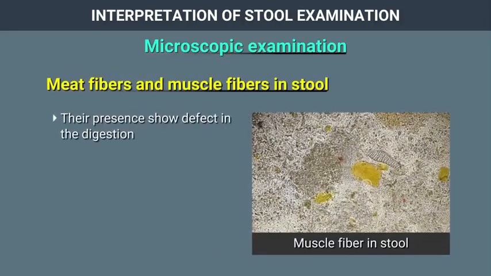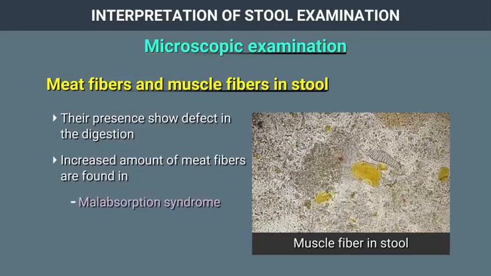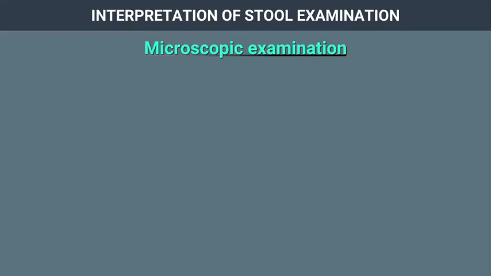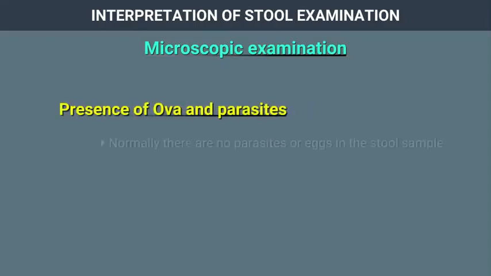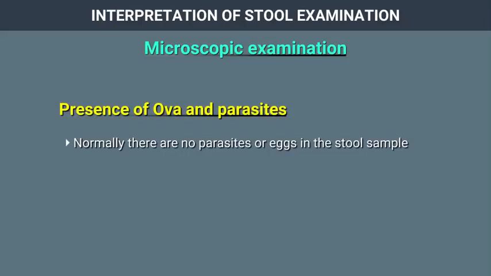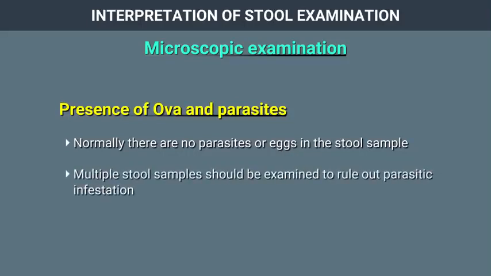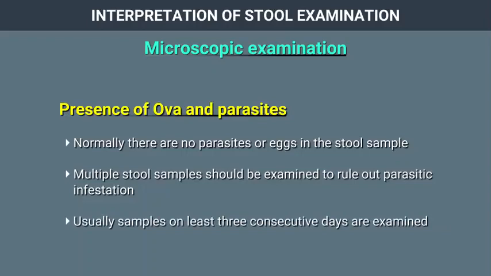Their presence show defect in digestion, and increased amount of meat fibers can be found in malabsorption syndrome and pancreatic functional defect like cystic fibrosis. Microscopic examination for ova and parasites. Normally, there are no parasites or eggs in the stool sample. Multiple stool samples should be examined to rule out parasitic infestation. Usually, samples on at least 3 consecutive days are examined.